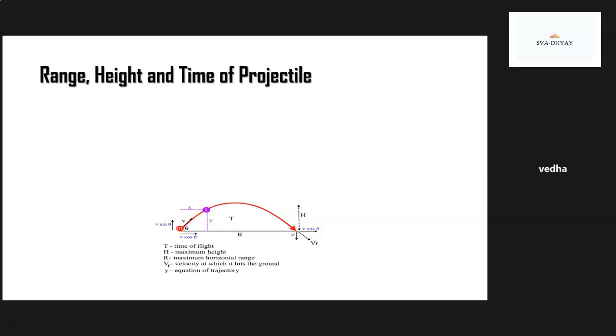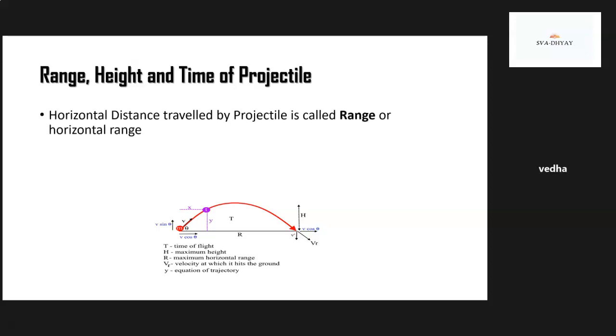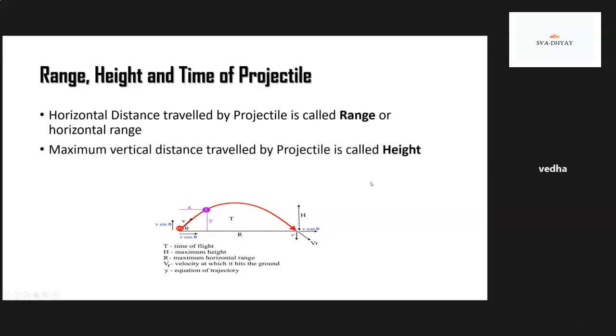Range, height, and time of projectile. Horizontal distance traveled by projectile is called range or horizontal range. Here we can see the line marked with R is the range of the projectile. Maximum vertical distance traveled by projectile is called height. Here we can see the dotted line marked with H is the height of projectile.